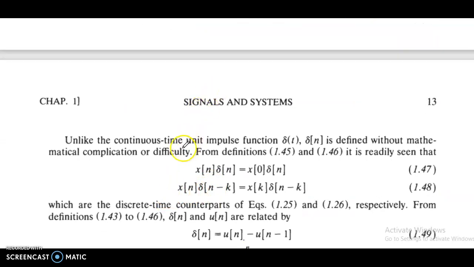Unlike the continuous time unit impulse function δ(t), δ[n] is defined without mathematical complication or difficulty. From definitions 1.45 and 1.46, it is readily seen that x[n]δ[n] = x[0]δ[n].